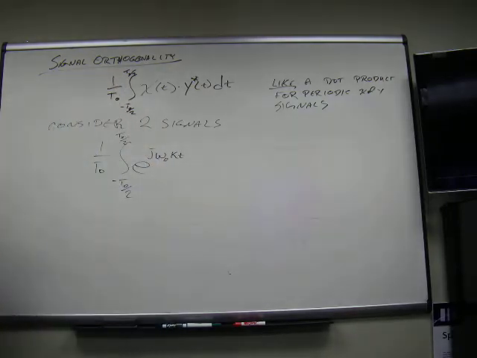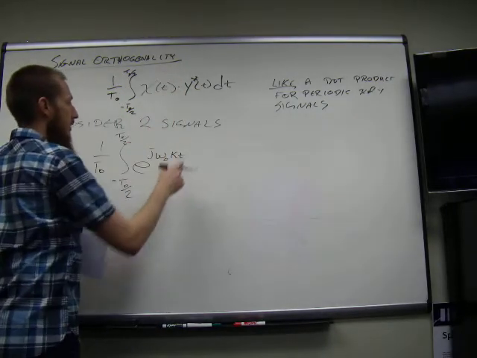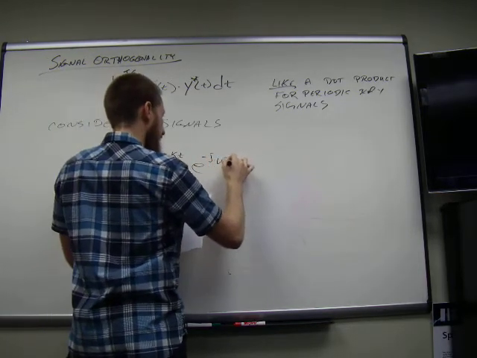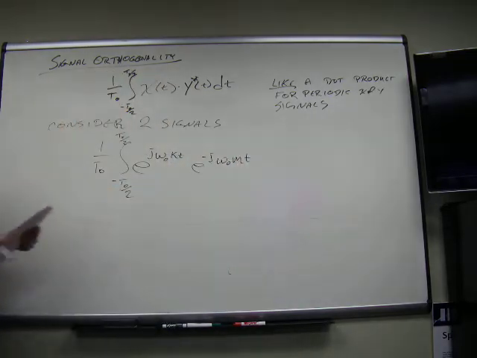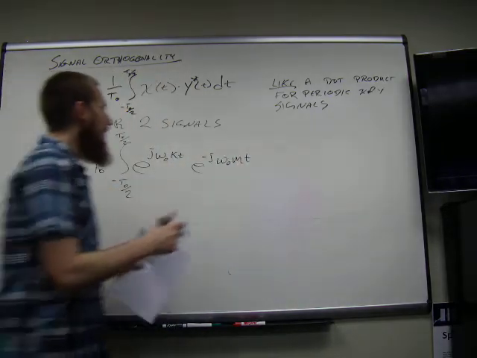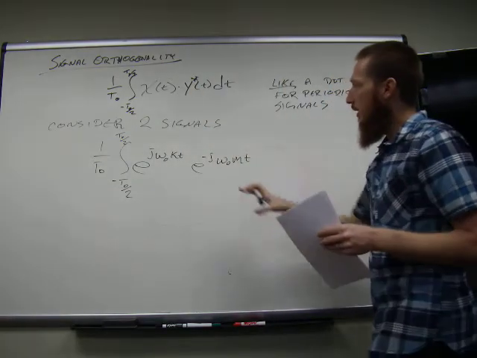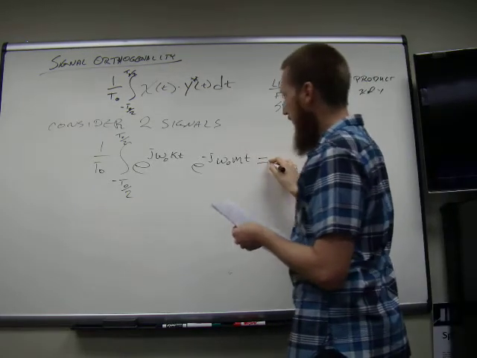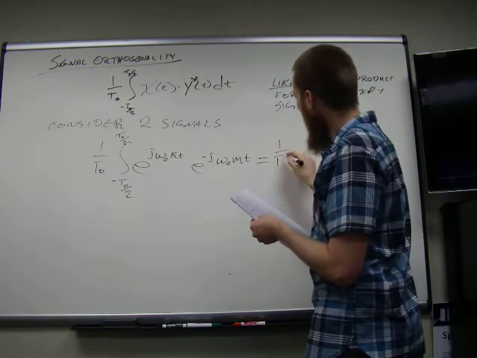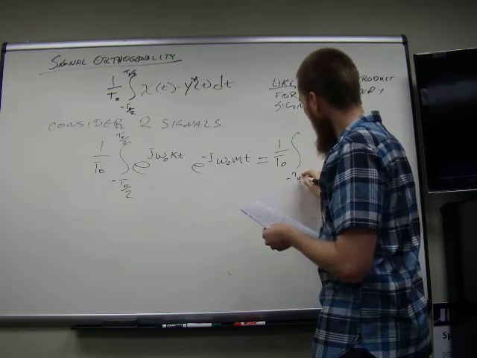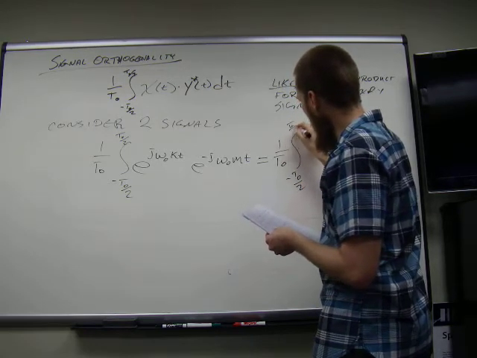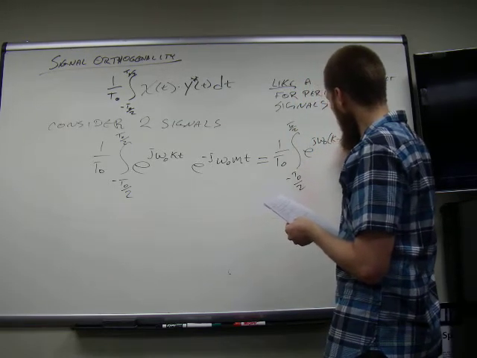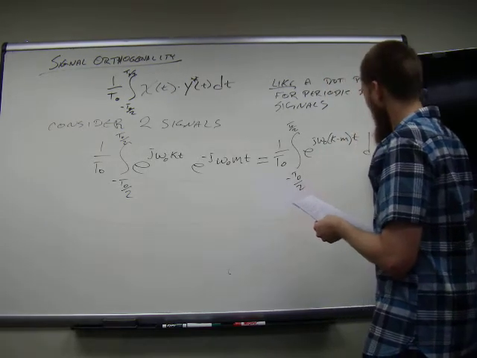And we have another signal. And let's say that it's the complex conjugate of some y of t. So we've got e to the negative j omega naught m t. So something just a little bit different. Okay, so these are complex conjugates of each other. And this is going to be equal to 1 over t naught, the integral from negative t naught divided by 2 to t naught over 2 of e to the j omega naught (k minus m) t dt.